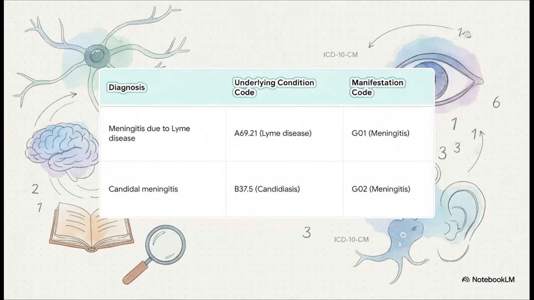And this chart, it's a perfect example of that sequencing in action. If a patient has meningitis because of Lyme disease, coding for meningitis first would be telling the story completely backwards. You have to code for the Lyme disease first. So why does that matter? Because it dictates the entire treatment plan. You treat the Lyme to resolve the meningitis. The code sequence actually reflects the clinical reality.